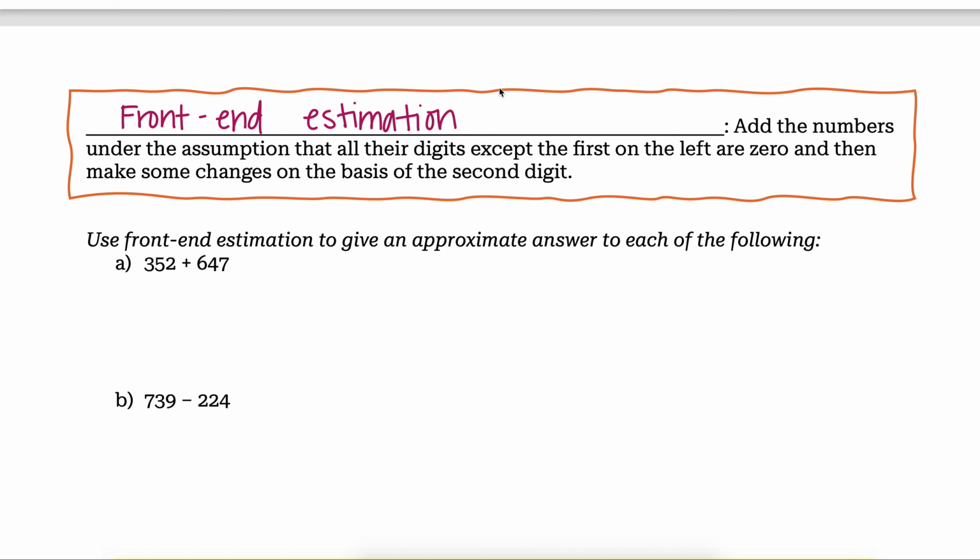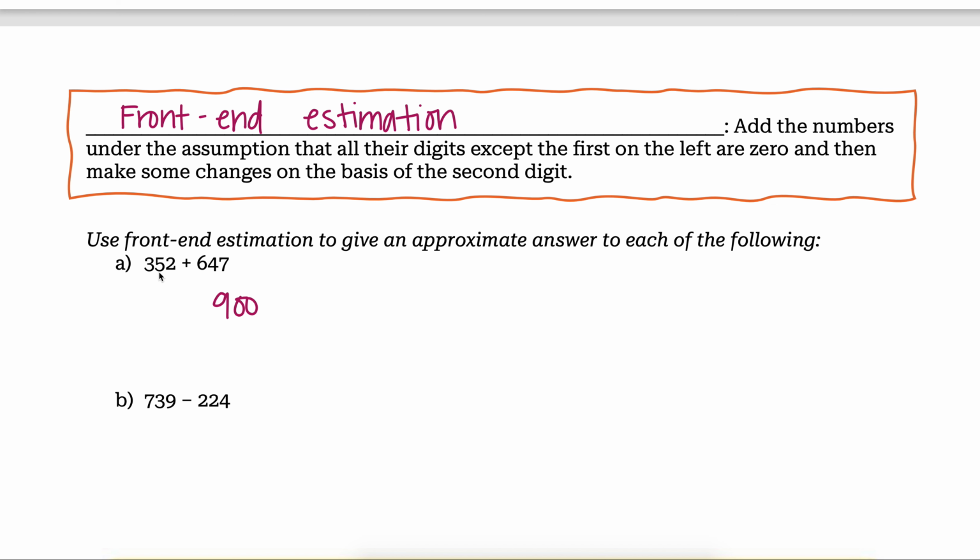And it says, add the numbers under the assumption that all the digits except for the first on the left are 0, and then make some slight changes on the basis of the second digit. So let me explain. 352 plus 647. So think of this as 300 plus 600, that's 900. Now, we're going to decide, do I need to take it up a notch, down a notch kind of a thing, or in this case, it's up a notch or leave it be.